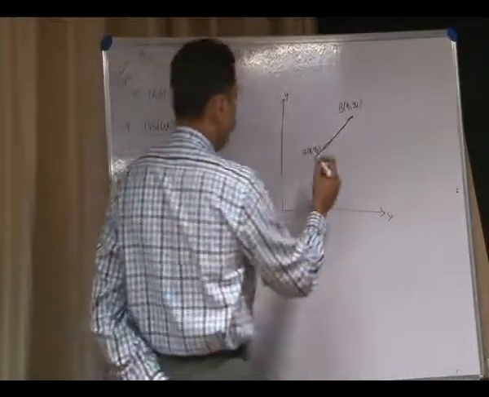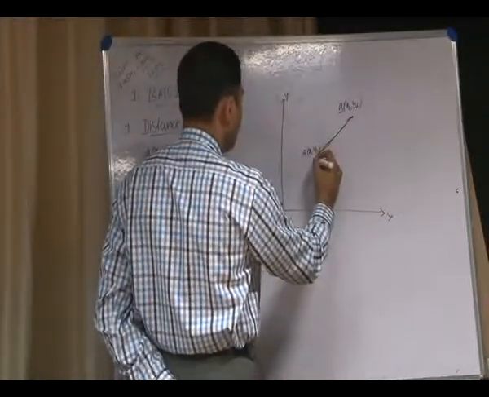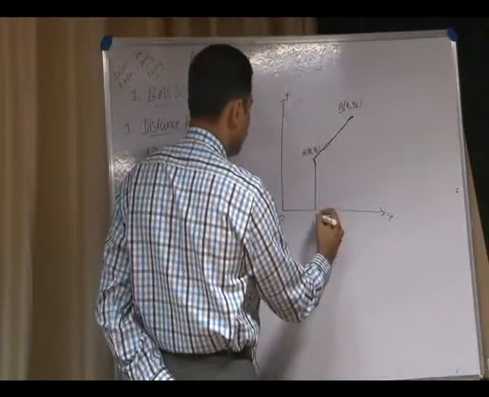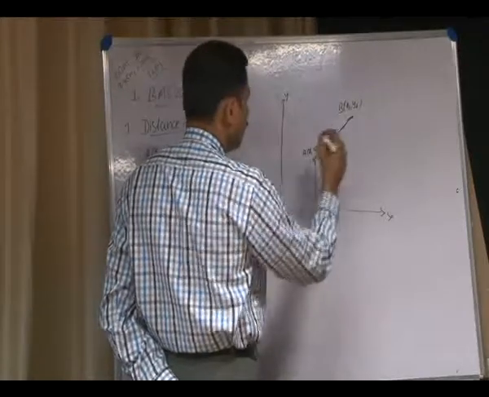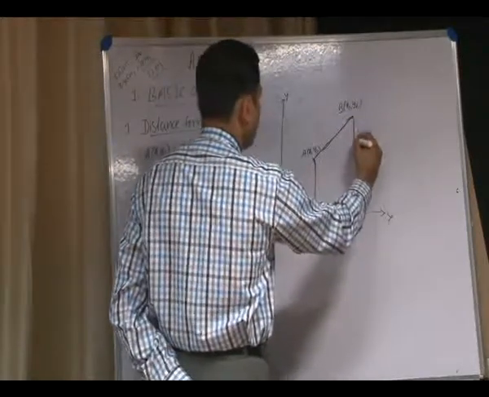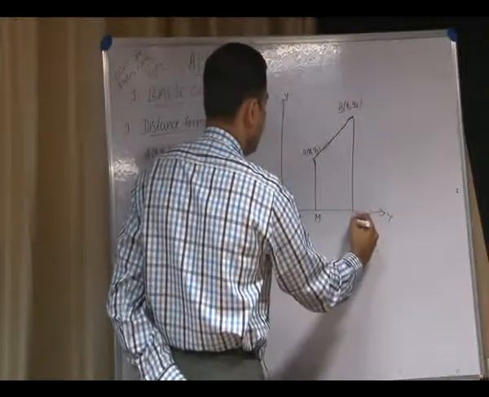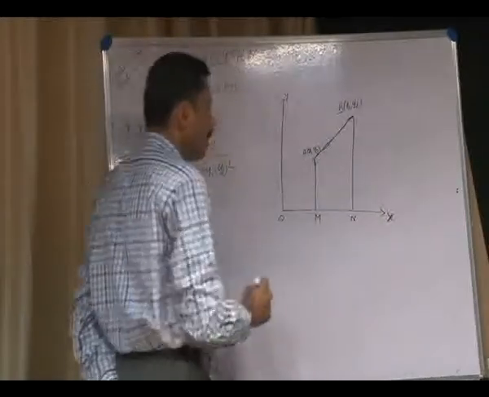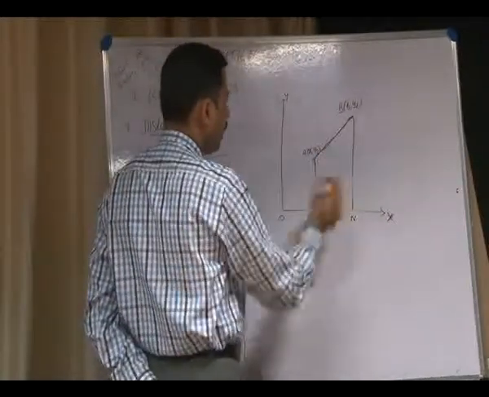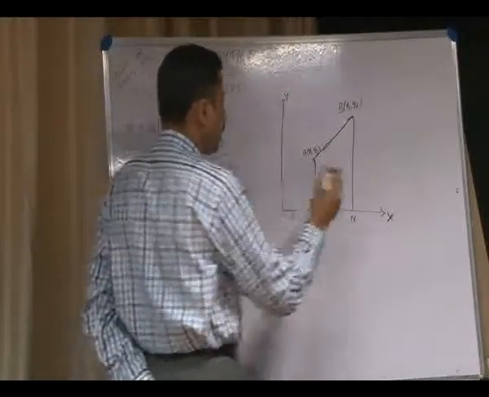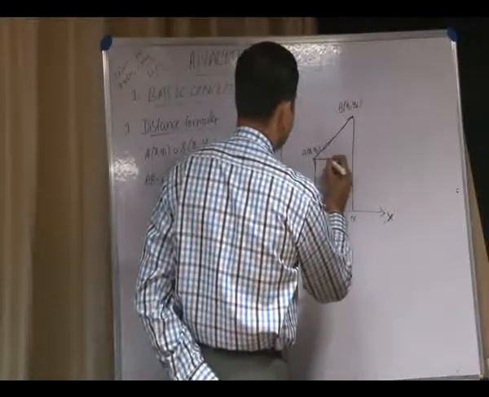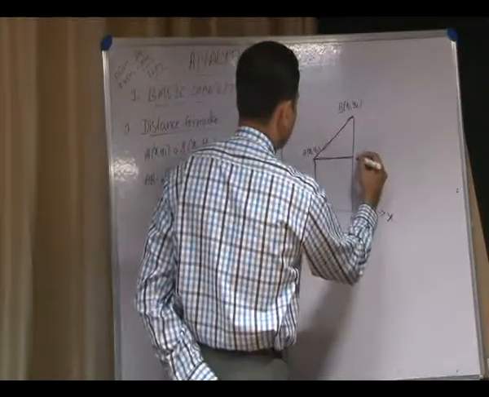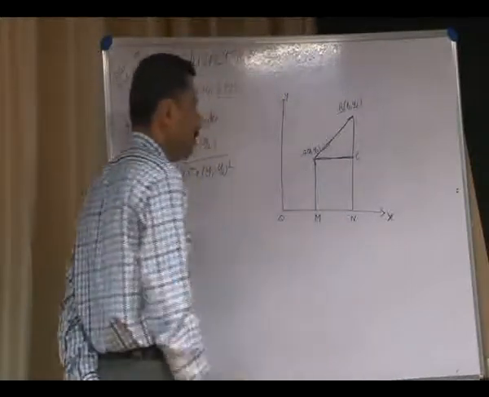For that I will draw 2 perpendiculars from A and B to the x axis. So, draw AM perpendicular to OX and BN perpendicular to OX. Also draw AC perpendicular to BN.